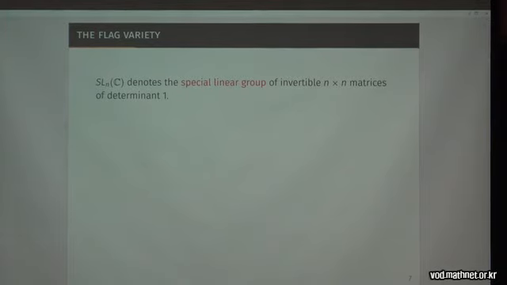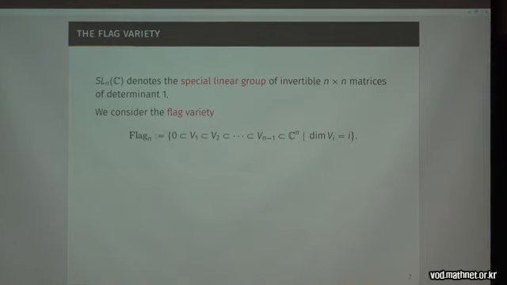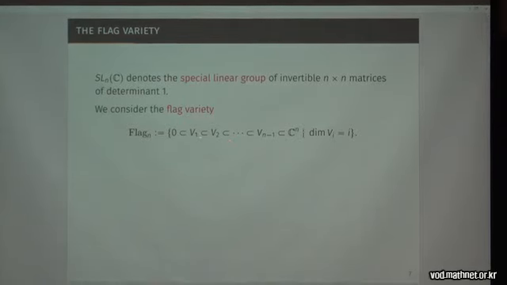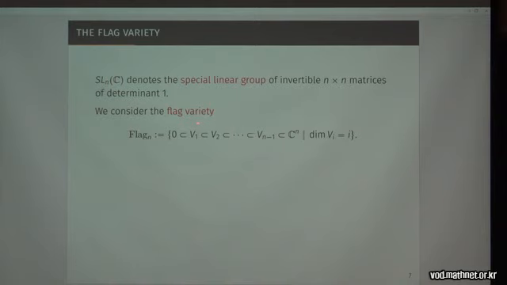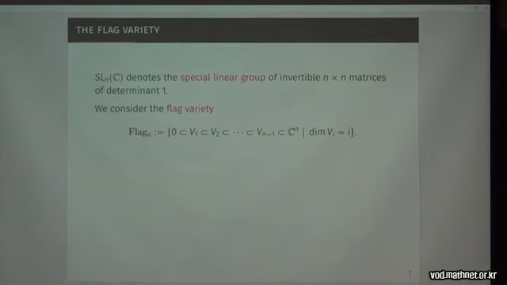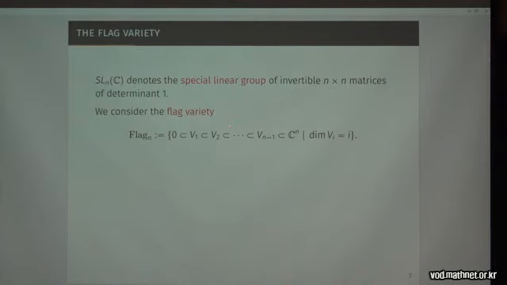SL_n(C) denotes the special linear group of n by n complex matrices of determinant 1. So a Lie group, also an algebraic group. And we consider this flag variety, which initially just seems like a kind of random thing to do. We consider full flags on C^n, a nested chain of subspaces, called a flag, of increasing dimension, so dimension 1, 2, 3, up to n. And the set of all of these flags has the structure of an algebraic variety.